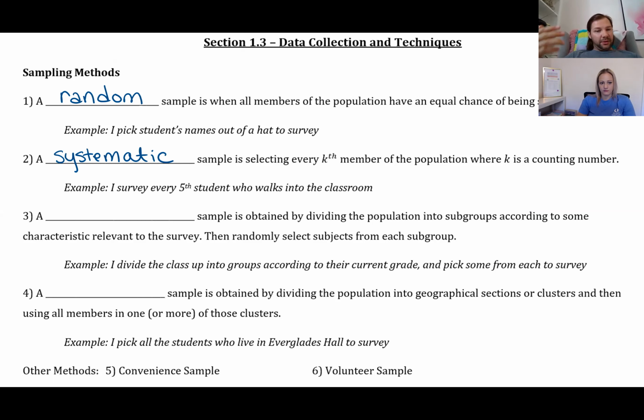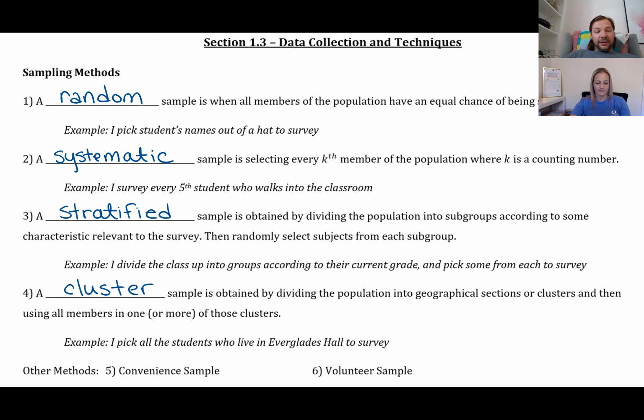So this could be like, I go down the attendance list and pick the 5th student and the 10th student and the 15th student and the 20th student, and I ask them their opinions on something. A stratified sample is obtained by dividing the population into subgroups according to some characteristic relevant to the survey, then randomly selecting subjects from each subgroup. So I divide the class into groups according to their current grade and pick some from each grade. That would give me an idea of how the people with an A, B, C, or D are feeling about the class.